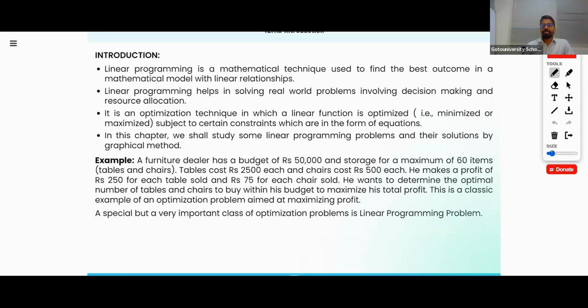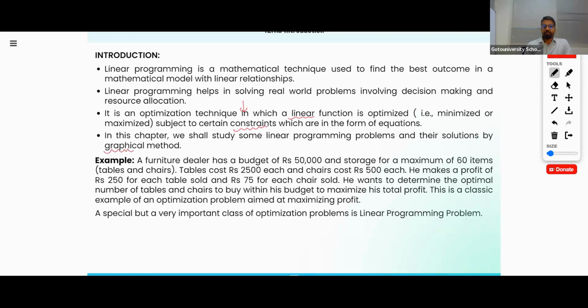So linear programming helps in solving real world problems involving decision making and resource allocation. It is an optimization technique in which a linear function is optimized. So this is very important. A linear function is optimized, that is either minimized or maximized, subject to certain constraints. What are constraints? The limitations, which are in the form of equations. In this chapter, we shall study some linear programming problems and their solutions.